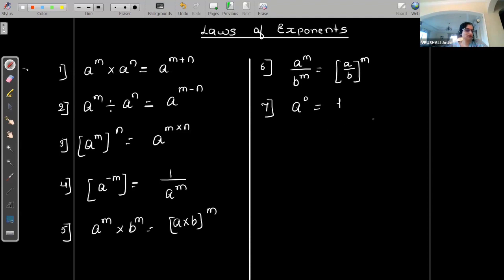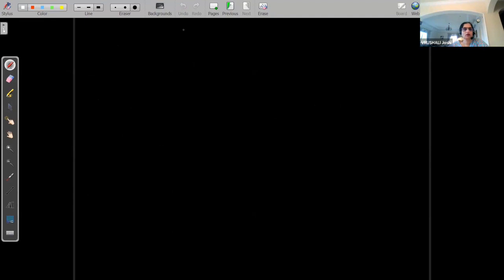Okay, done guys. These are laws of exponents. Let's do some properties of exponents. Laws of exponents will help you to solve these sums. Properties of exponents will help you to understand the question and then to solve it.